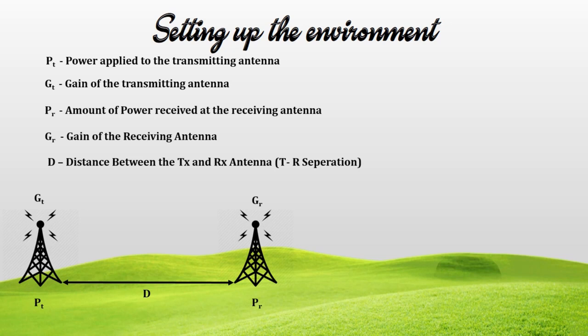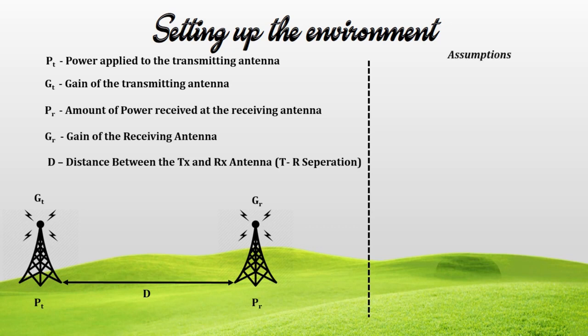So PT stands for the power applied to the transmitting antenna, and GT represents the gain of the transmitting antenna, and PR represents the power received at the receiving antenna, GR represents the gain of the receiving antenna, and D represents the distance between the transmitter and receiving antenna, and in some literature it is also represented as transmitter-receiver separation. And in addition to these variables, we are also going to have certain assumptions over here.